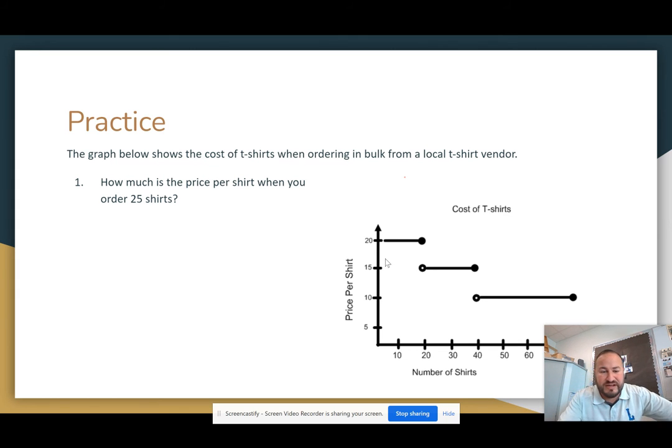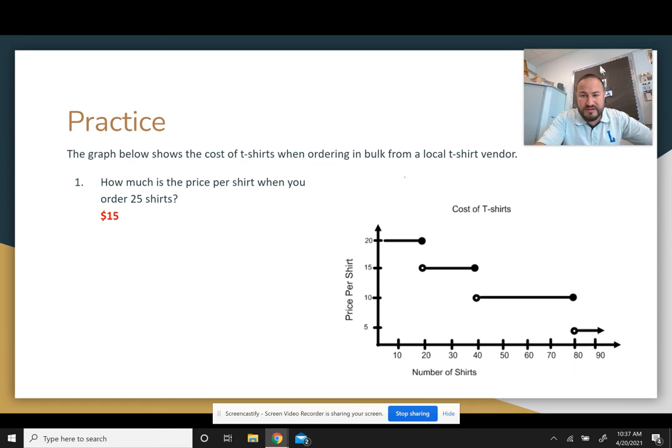If I look at 25, what is the price per shirt? 25 is right here. If I go straight up, it hits this line. The correct answer, $15 per shirt, is how much it is per shirt when I order 25. That's an easy one. Let's take a look at the next one.